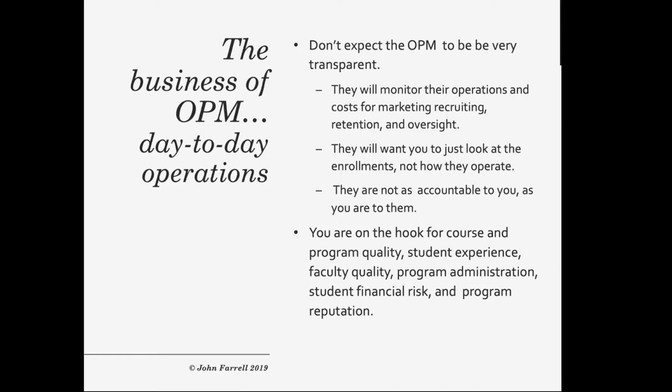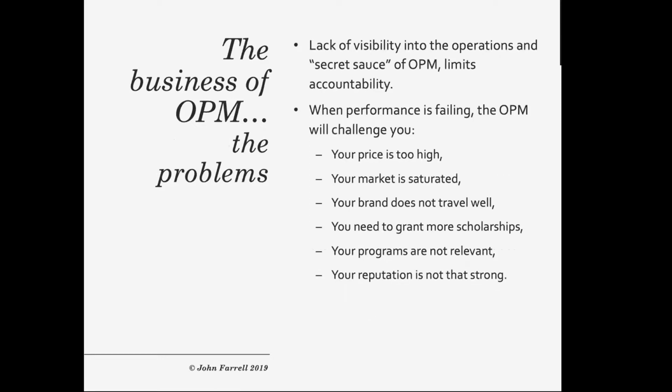And then here's the bottom line, and this is just words of caution in working with an OPM. When there's a problem, and this element of secret sauce, I buy some of it. I guess we bought a lot of it here. But the accountability remains open. They're accountable for generating applications and enrollments, and we're comfortable with that. But one of the things I want to caution you about is what I call ready-made excuses when things aren't going well, when performance is failing.